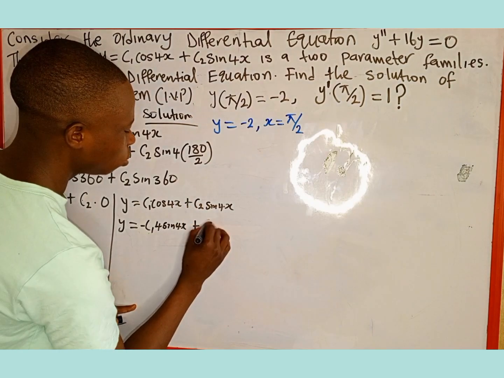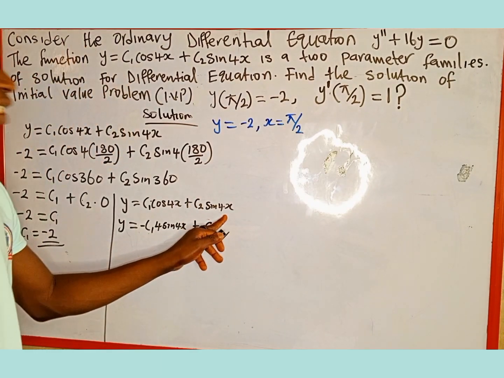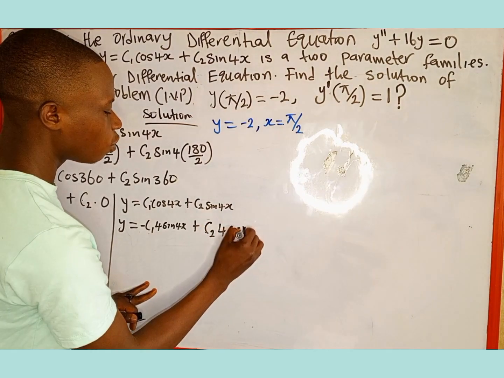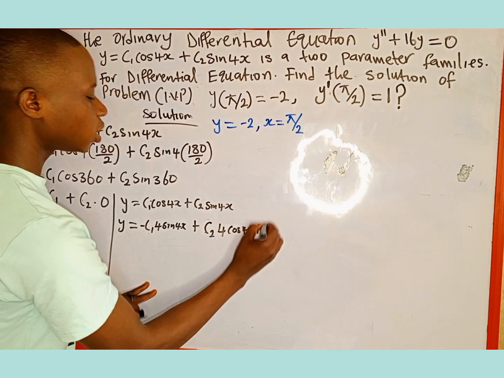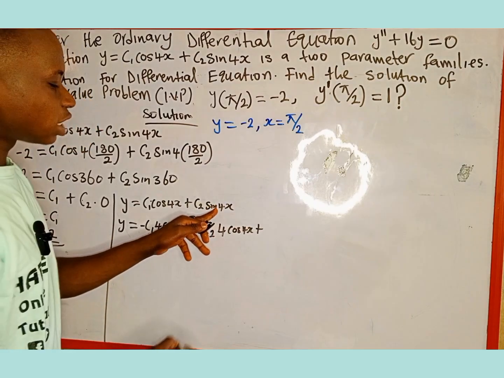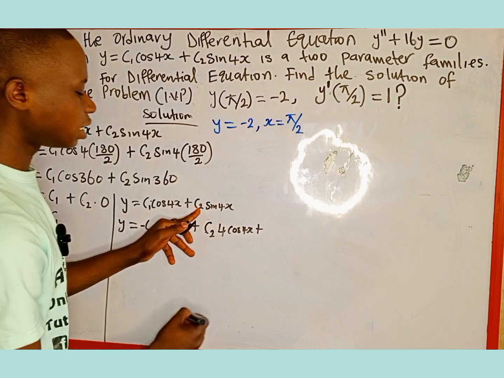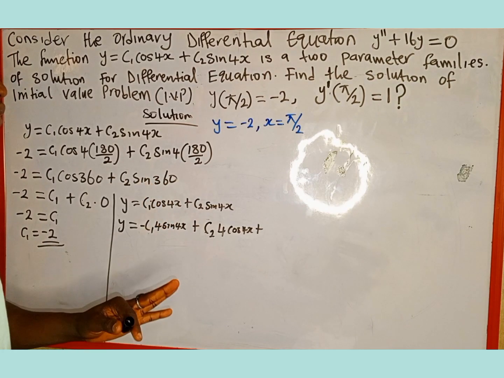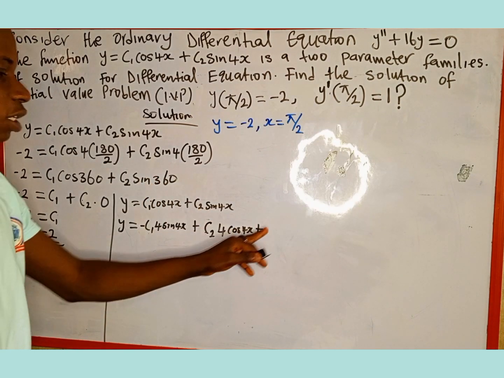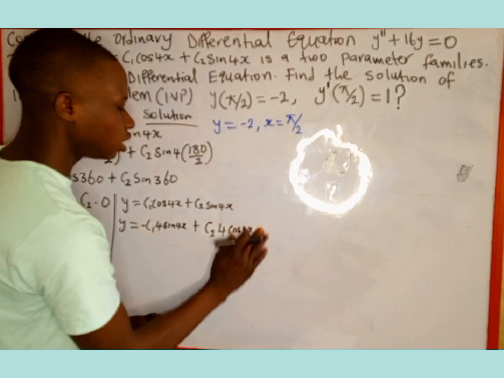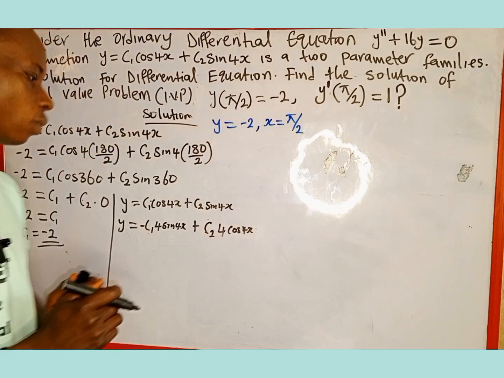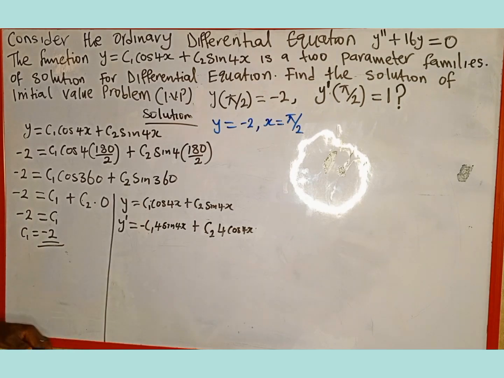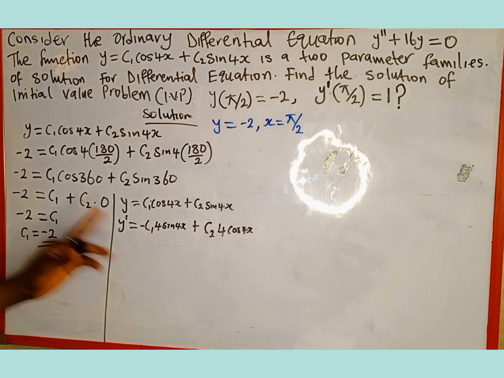Then we keep c2 constant and differentiate sin 4x, which gives us 4 cos 4x. Then plus, keep sin 4x constant and differentiate c2. c2 is a constant, and the derivative of a constant is equal to 0. Therefore, the whole of this term is equal to 0. So there is nothing here, the whole of this is gone also. So this is the first derivative of y. Now we have successfully gotten the first derivative.